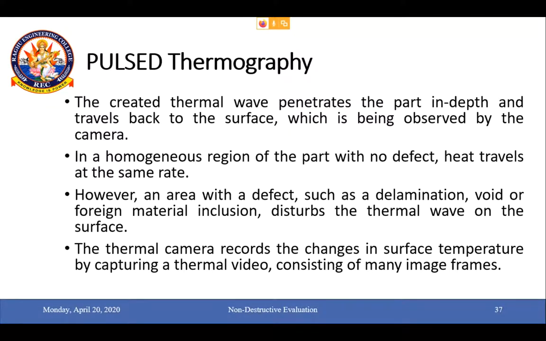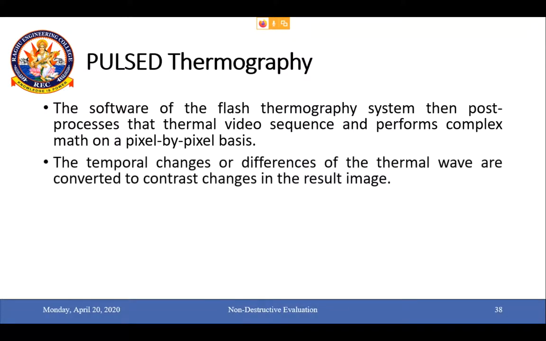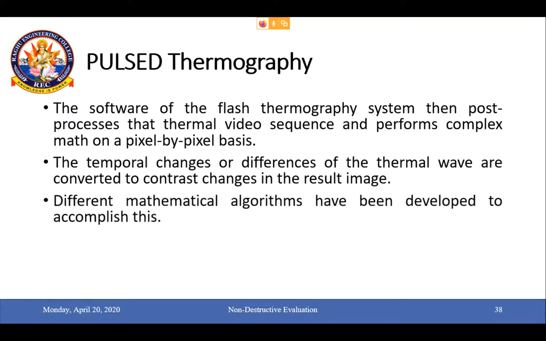That will also be captured. All this will be captured in the form of a thermal video consisting of many image frames. And there will be a software that will be post-processing all these video sequences and performs complex operations pixel by pixel. What it does is it results finally in an image. Although it captures a total video, it will give you an output as an image, which will give you the thermal difference, the thermal contrast, in the resultant image.